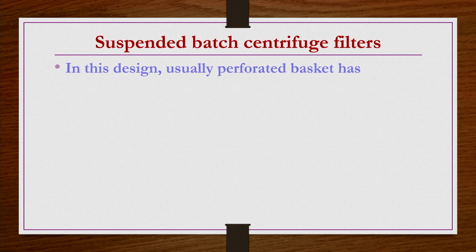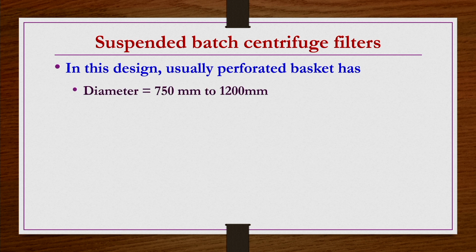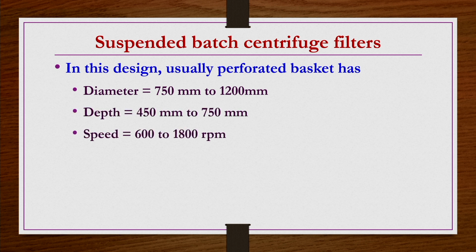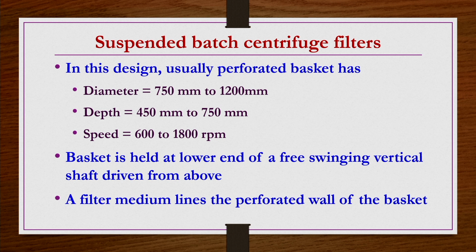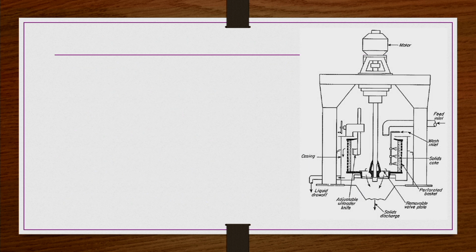Suspended batch centrifuge filters. In this design, usually the perforated basket has a diameter of 750 to 1200 mm and a depth of 450 to 750 mm, and the speed at which it rotates is in general 600 to 1800 rpm. The basket is held at the lower end of a free swinging vertical shaft driven from above. A filter medium lines the perforated wall of the basket, as shown in the picture here.